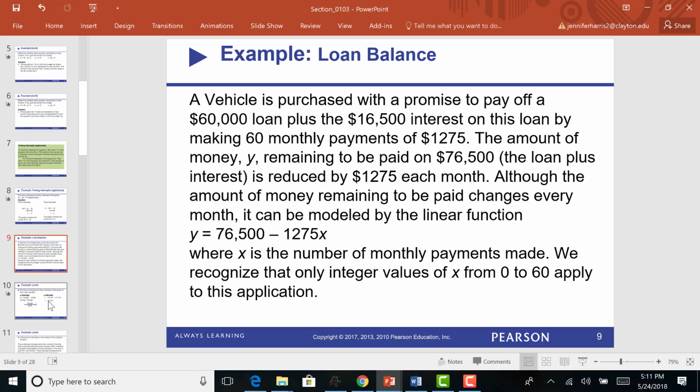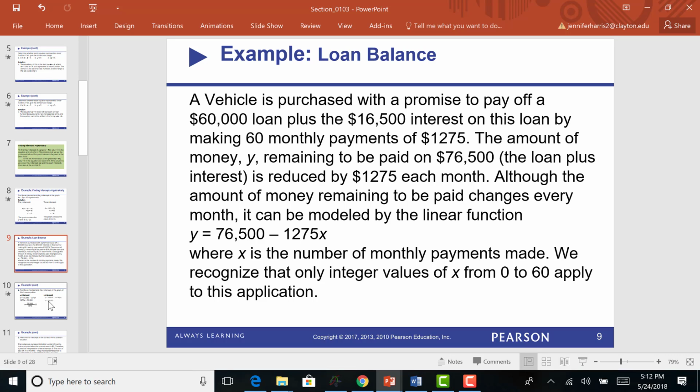Now, it says, although the amount of money remaining to be paid changes every month, it can be modeled by this linear equation or linear function. Is it written in y equals mx plus b form? Yes, slightly switched, but it is. Why do you think they wrote it with the minus 1275 like that? They want you to see that it's being subtracted every single month. So they put it over here on this side, but it's still in this format. You see that it's written with the mx and the b switched.